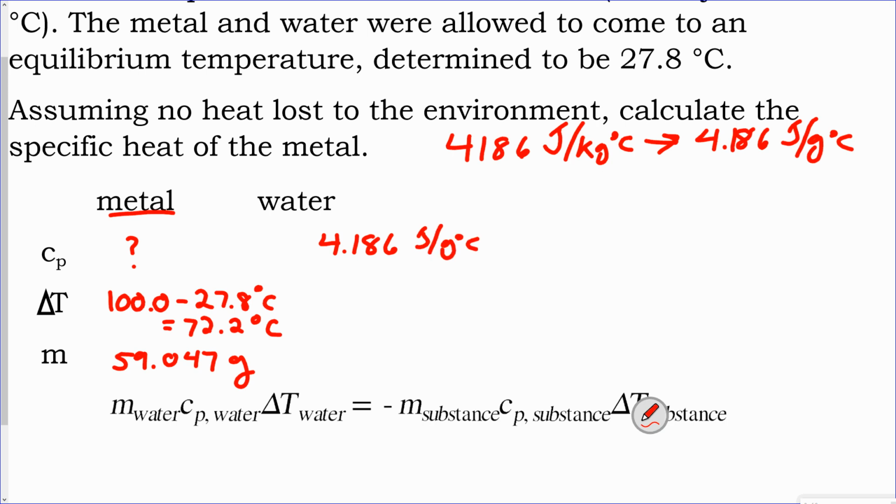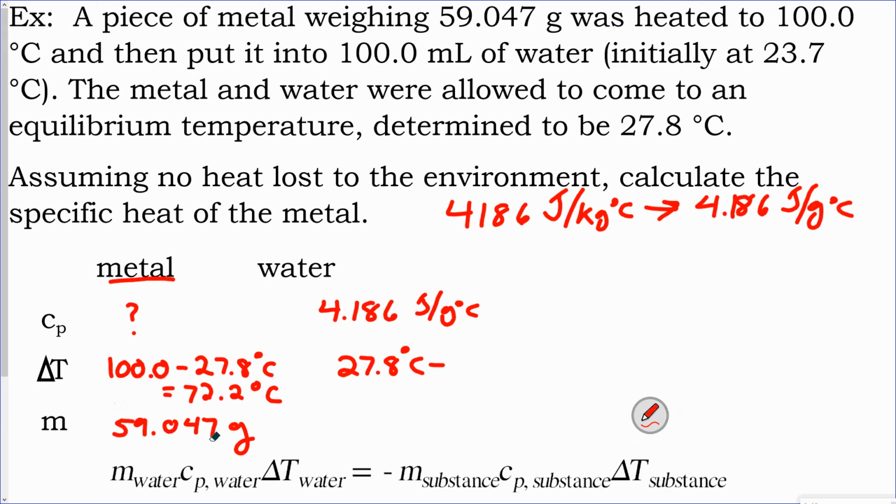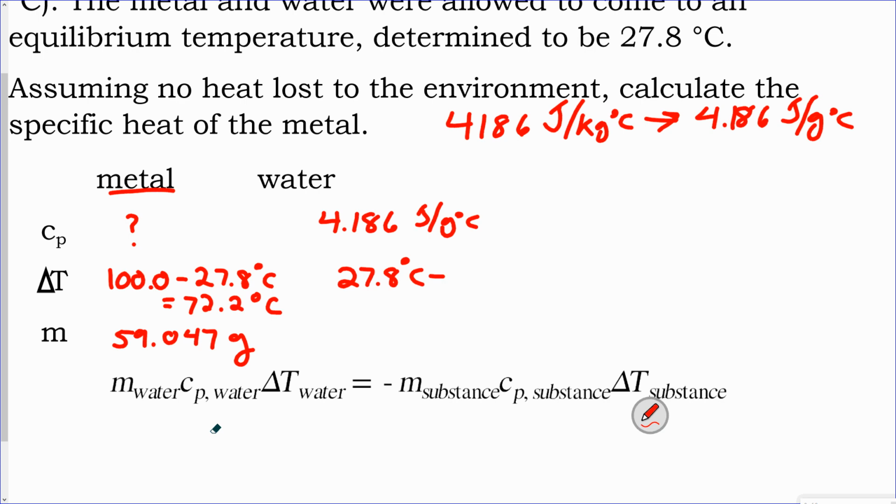The change in temperature of the water is going to end at 27.8 degrees Celsius and begin at, scrolling up, 23.7 degrees Celsius. And that's going to give me a change of 4.1 degrees Celsius. And the mass of the water is easy to find because since I have 100 milliliters of water, I'm going to have 100 grams of water.